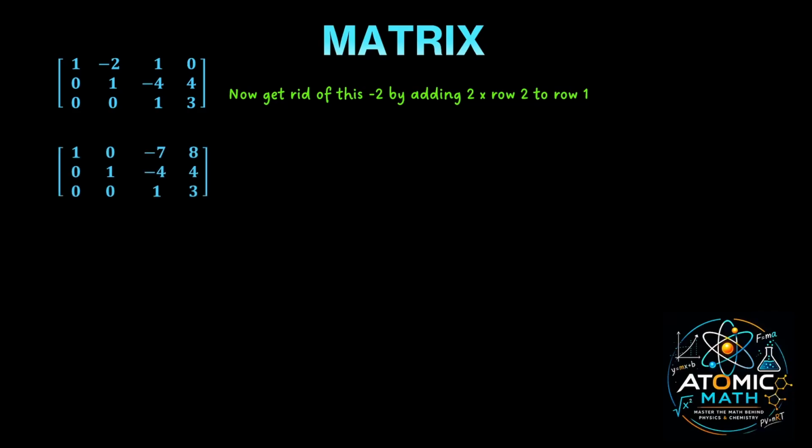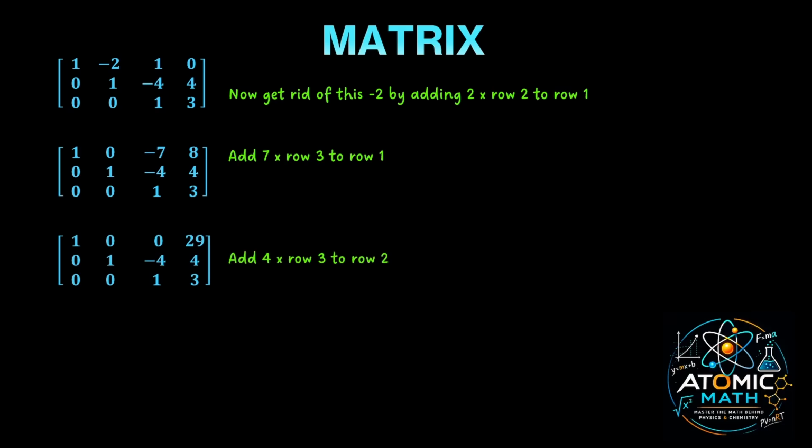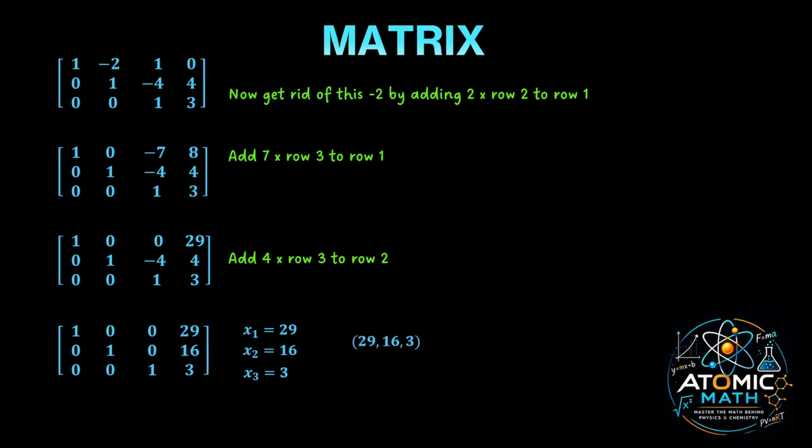So now you can see both my first column and my second column are in the form that I want. Now I just have to get the last column to have zeros where we have that minus 7 and minus 4. So if we add 7 times row 3 to row 1, we will get this matrix. And if I add 4 times row 3 to row 2, I will get this matrix. So now my matrix is in the form that I need it to be, and I can now read off my solutions. So basically, x1 is going to be 29, x2 is going to be 16, and x3 is going to be 3. So my solution is (29, 16, 3).